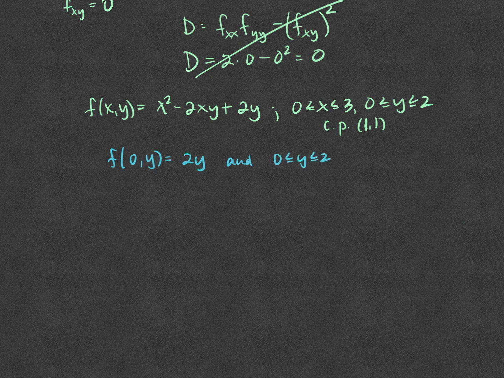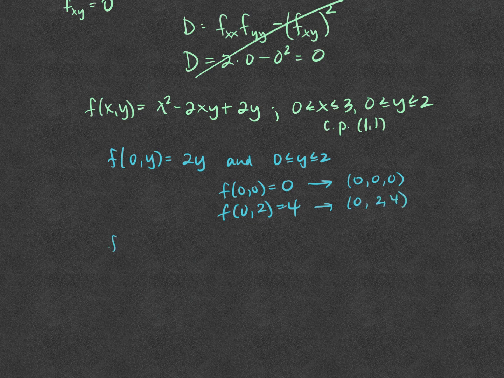So this means that when we plug in 0, we have f of (0, 0), which gives 0, and f of (0, 2), which gives 4. So here we have the point (0, 0, 0), and here we have the point (0, 2, 4).